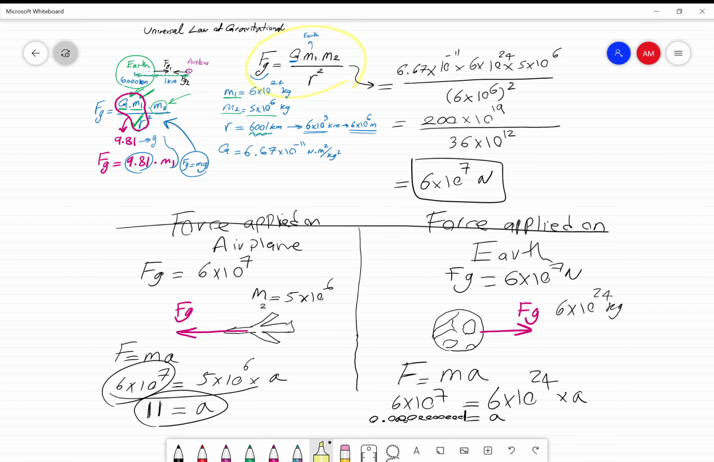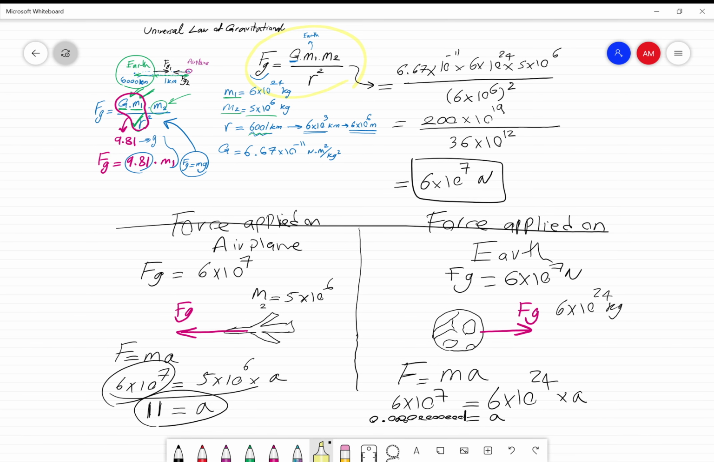We made an example. Two objects, airplane and Earth. Earth has a mass of 6 times 10 to the power 24. Airplane has a mass of 5 times 10 to the power 6. Again, these are all assumptions. The distance between airplane and Earth was calculated as 6,001 kilometers. And then the G number, which is always the same, 6.67 times 10 to the negative 11.